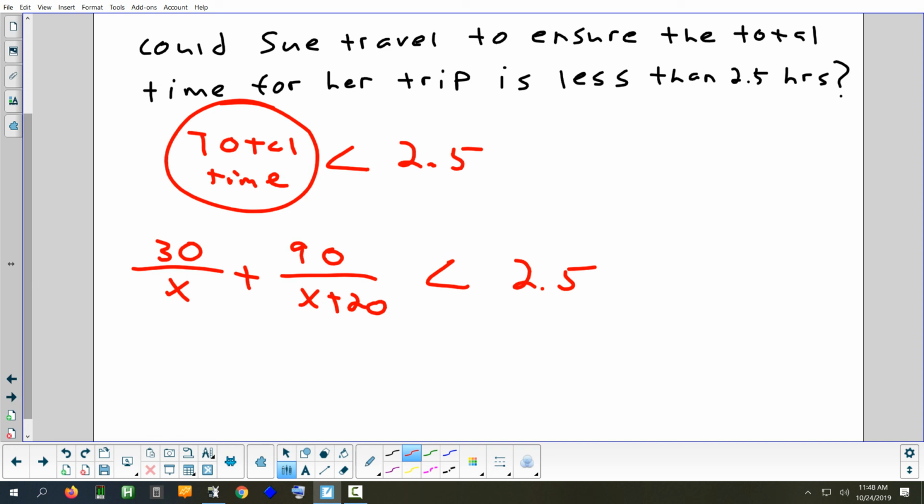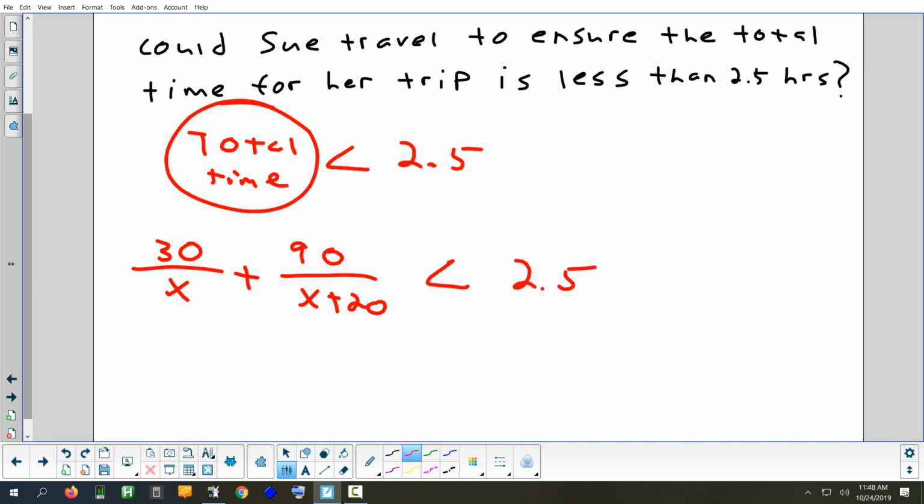Now, we're not going to solve it algebraically. Solving algebraically gets a little tricky because what rule comes up when you solve inequalities that doesn't come up with equations? You might have to flip the sign, right? You flip the sign if you do what? Multiply or divide by a negative.